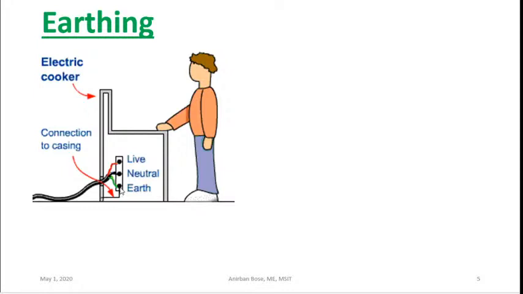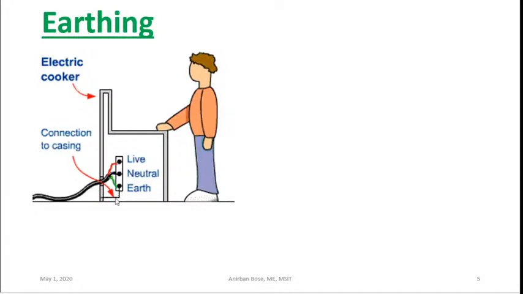Now it is very important that this earthing line has to be connected to the casing. That is very, very important, because somehow, because of certain faults within that electrical equipment, if there is current leakage or charge stored at this outer surface, then through this earthing line it goes to the ground.